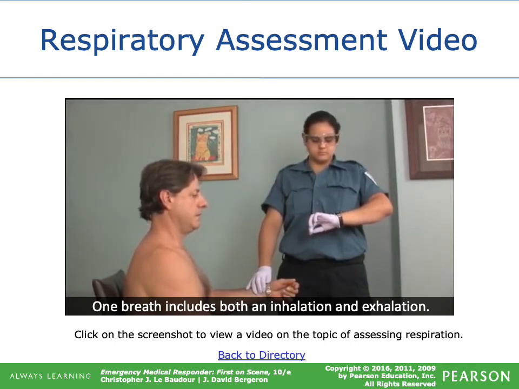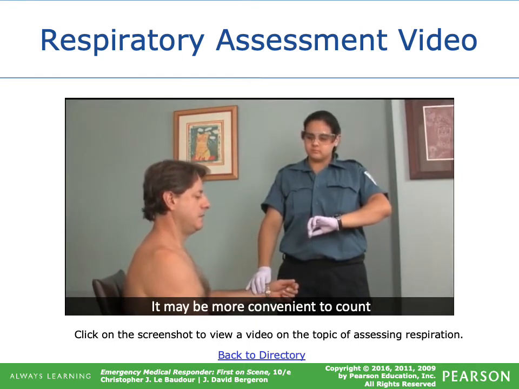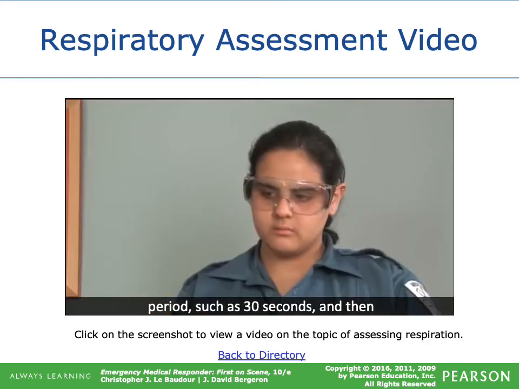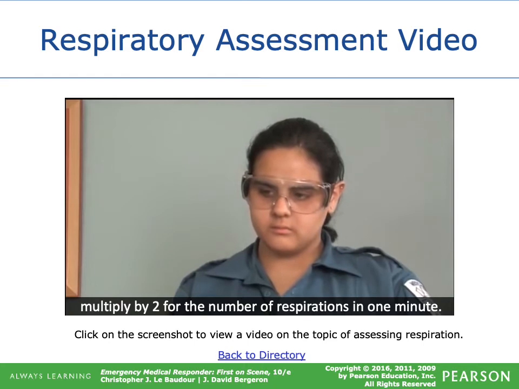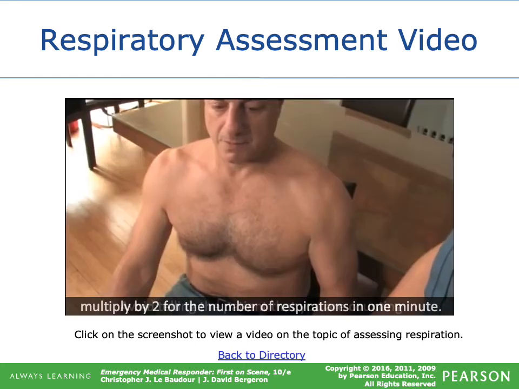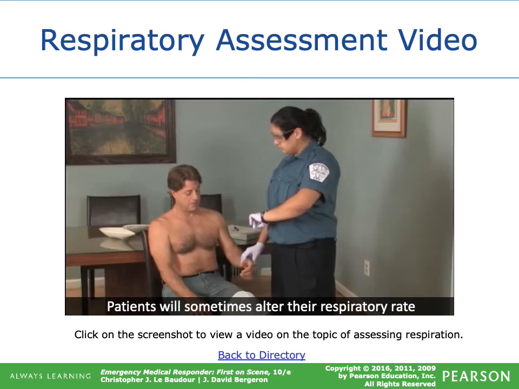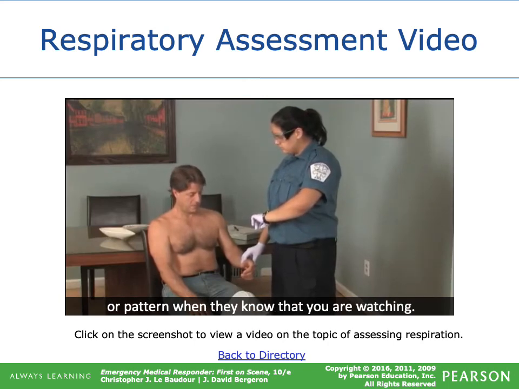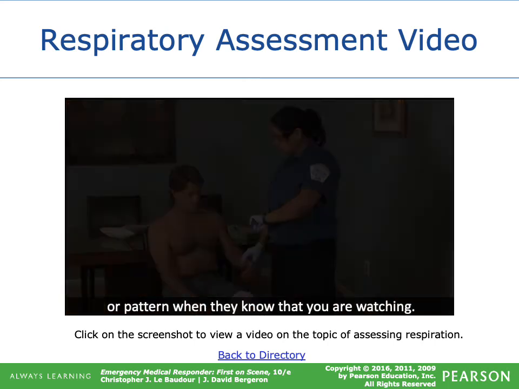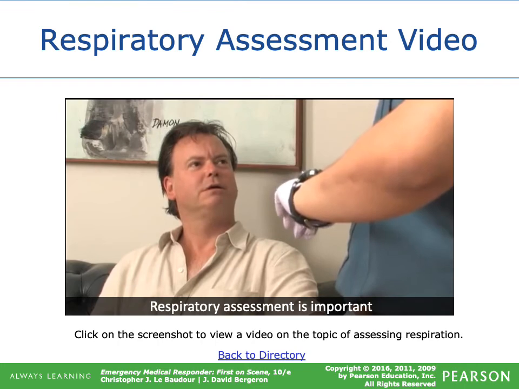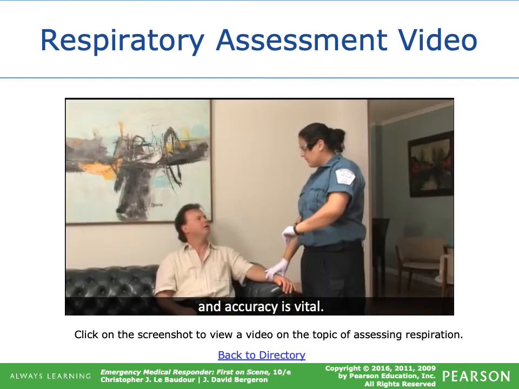Note any abnormal respiratory patterns. Respirations that are very fast, very deep, or interrupted with periods of apnea can be signs of serious medical conditions. Determine the respiratory rate by counting the number of times the patient breathes in 1 minute. One breath includes both an inhalation and exhalation. It may be more convenient to count the number of respirations over a shorter time period, such as 30 seconds, and then multiply by 2 for the number of respirations in 1 minute.